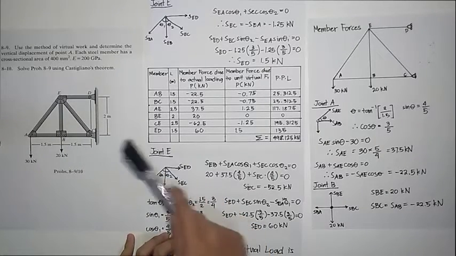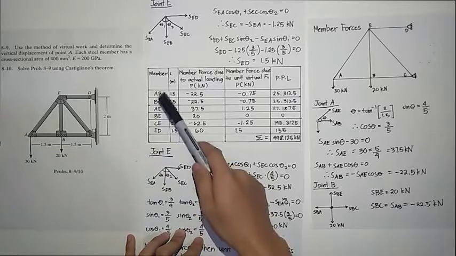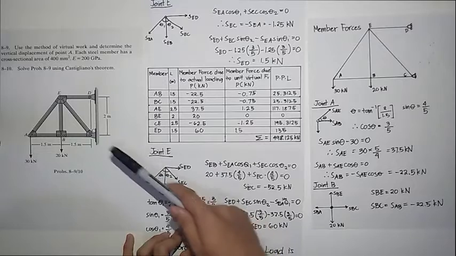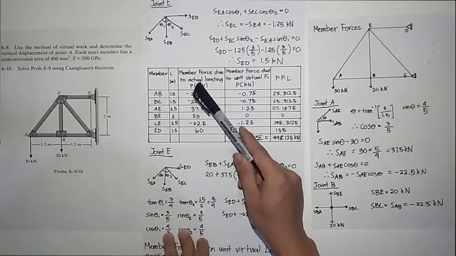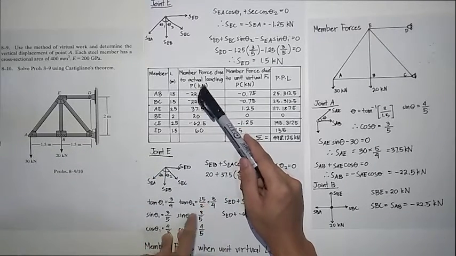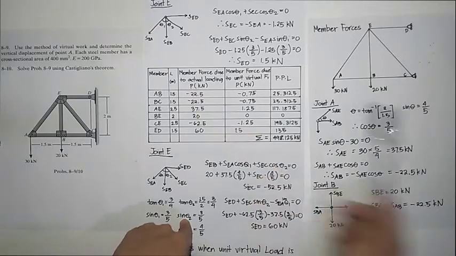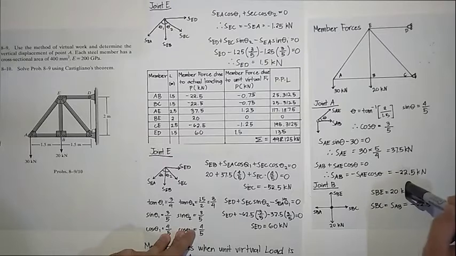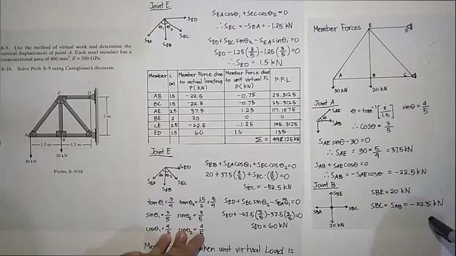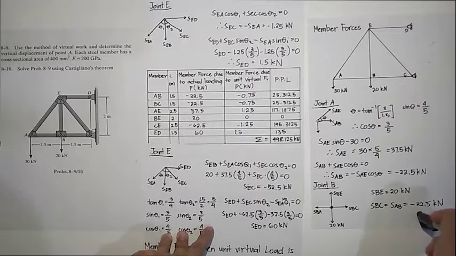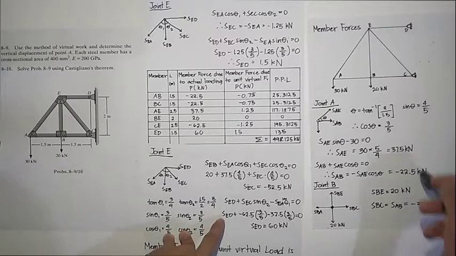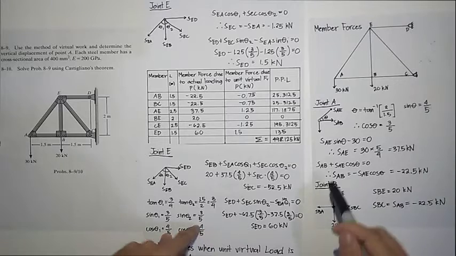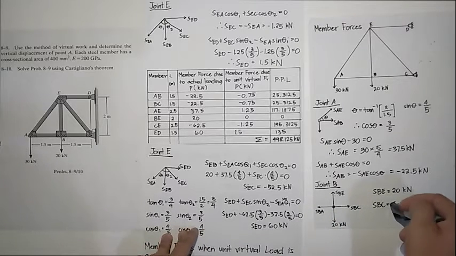Tsaka ang last ay ED. So, meron po tayong 6 members dito sa structure. So, next po ay yung member force due to actual loading, yung kanina pong sinolve natin sa real truss. So, ito po una ang negative 22.5 and the same na po sa member BC, and then 37.5, and then BE is 20.